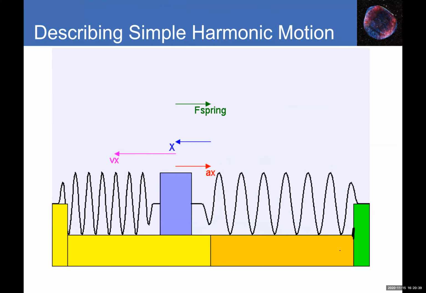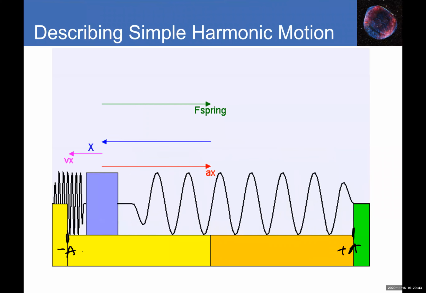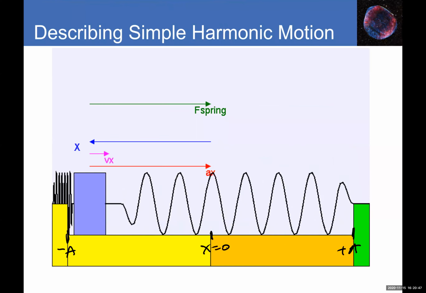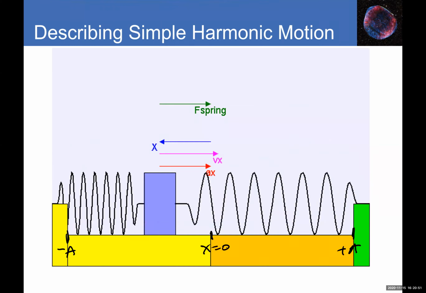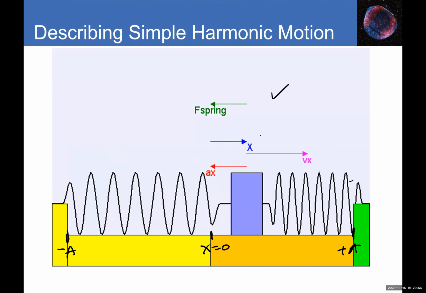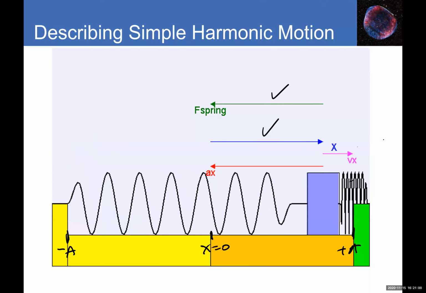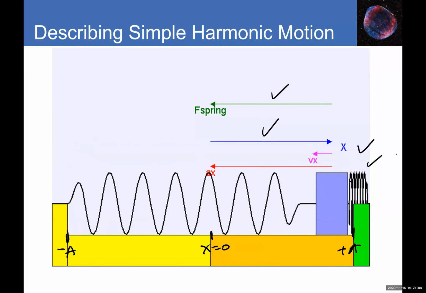Think like this. This is plus a, and this is negative a. Those are the two extreme positions, and here is x equals 0. So you can see the spring basically oscillates back and forth. Now you have three vectors: force, then displacement, actually four, velocity and acceleration at the bottom. And look at how all of them are related to one another.